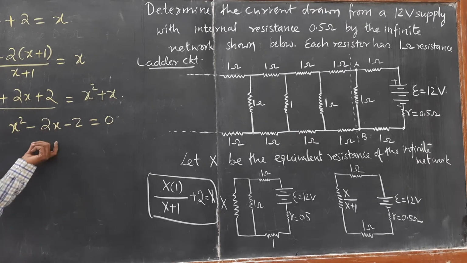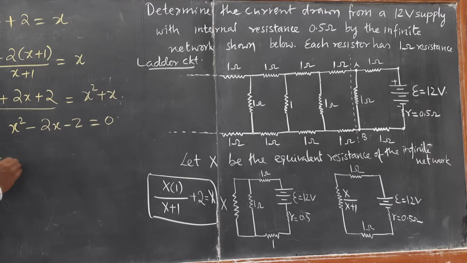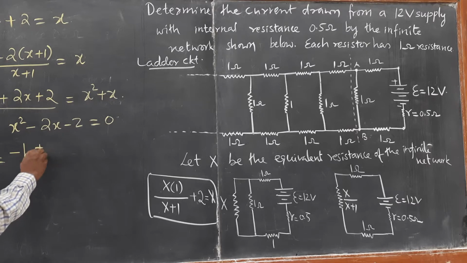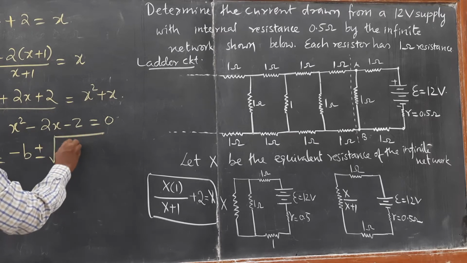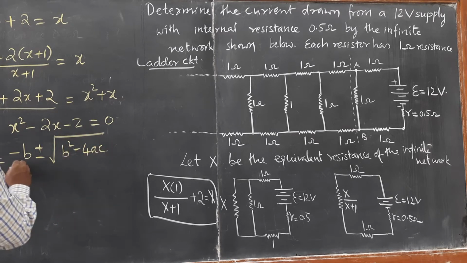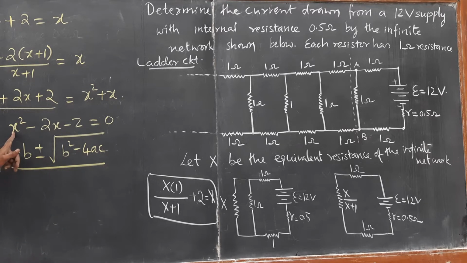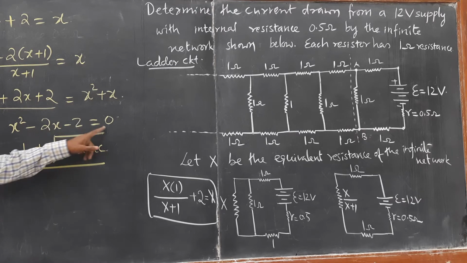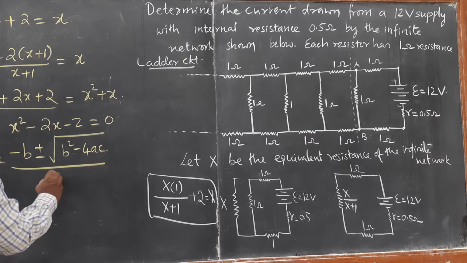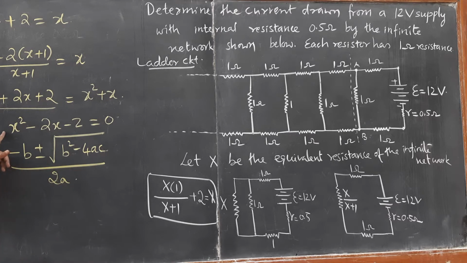This is the quadratic equation which can be solved for x. So, x has the roots x = (-b ± √(b² - 4ac)) / 2a. It is of the form ax² + bx + c = 0. Now, just substitute the values of a, b and c, and you will get the result.